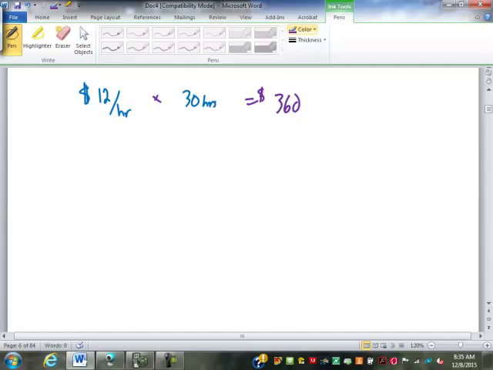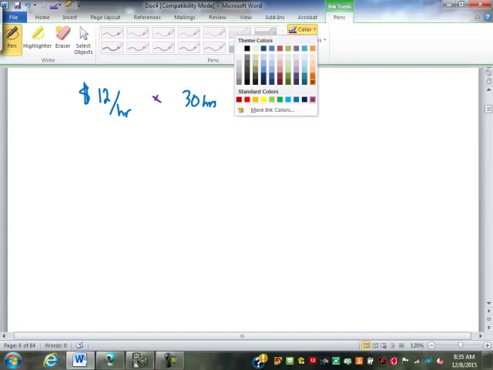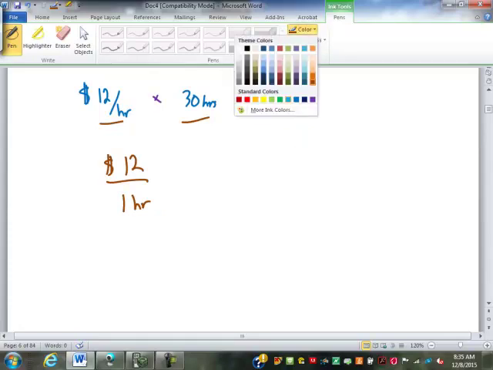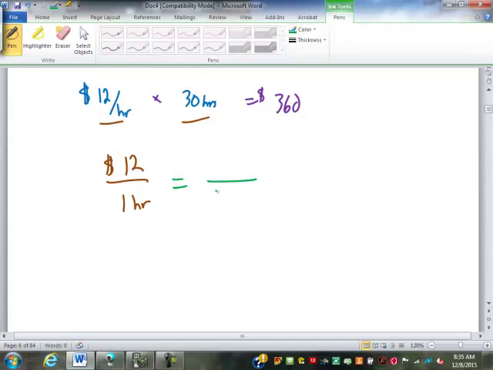What's really happening there, though, what really is the calculation that's going on, this is just a shortcut. That $12 per hour is $12 per 1 hour like this. It is a rate. It's a fraction. And we are comparing it to 30 hours. Figure out how many dollars. Now you'll notice, this is what we call a proportion, by the way. We used them when we talked about percents earlier in the year. You'll notice in this proportion, dollars on top, dollars on top. The dollars have to stay together. Hours on bottom, hours on bottom. The hours have to stay together.